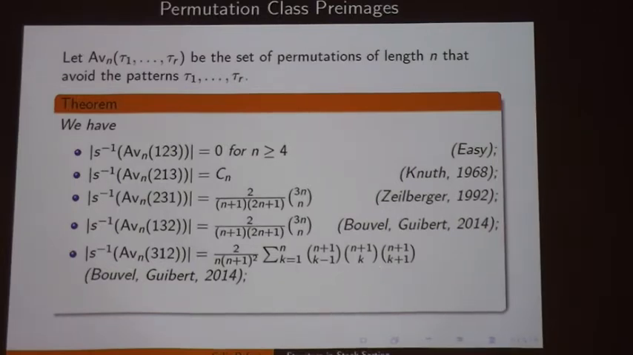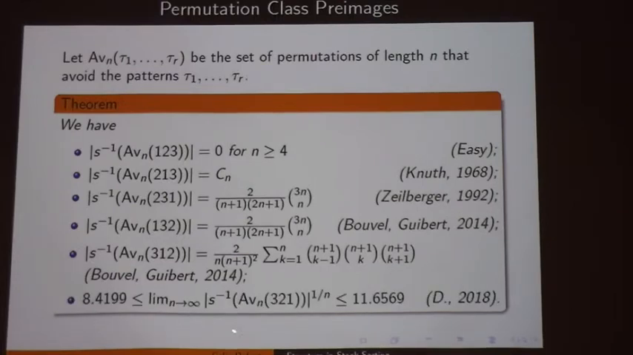This is actually the number of what are called Baxter permutations of length n. So it's sort of interesting that the number of Baxter permutations of length n is also the number of preimages of all the permutations of length n that avoid 3, 1, 2. And then I looked at the total number of preimages of all the permutations of length n that avoid 3, 2, 1. And I was not able to find a formula for this. I don't think anyone has a formula for this, but I was able to show that these numbers grow like some constant to the power of n, and that constant is somewhere between 8.4199 and 11.6569. So there's some room for improvement here, but this is the best that I know so far.